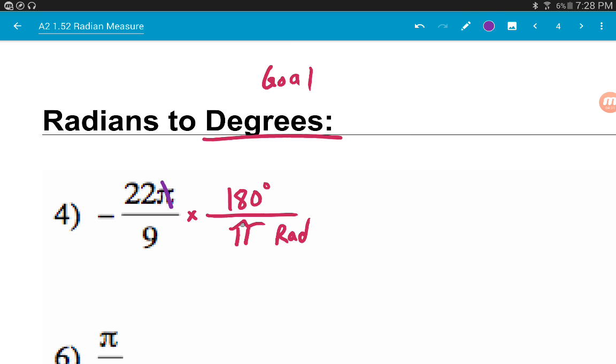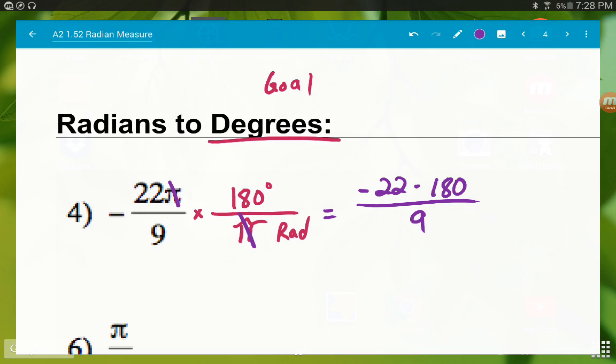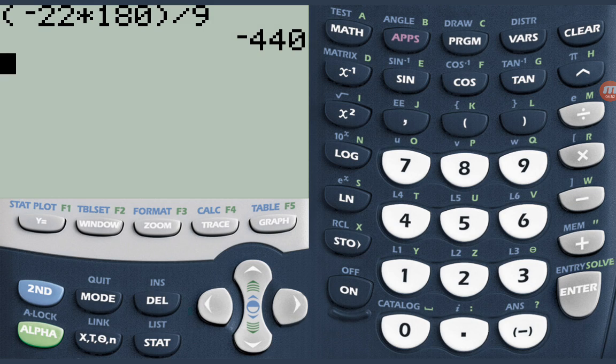Now the pi and the pi can cancel out because one is on top and one is on bottom. What I get is negative 22 times 180 over 9. I'll use my calculator to figure that one out. And I've already done so. Negative 22 times 180 divided by 9 is equal to negative 440 degrees.